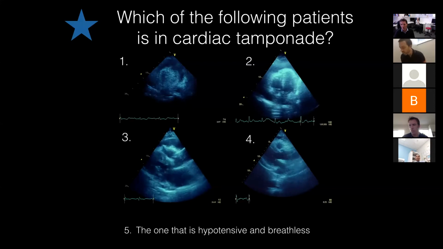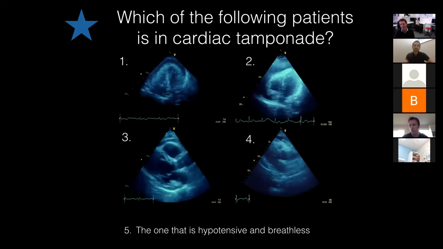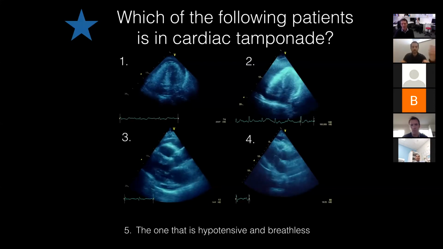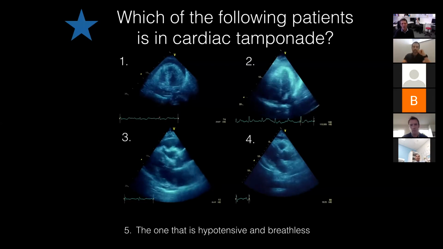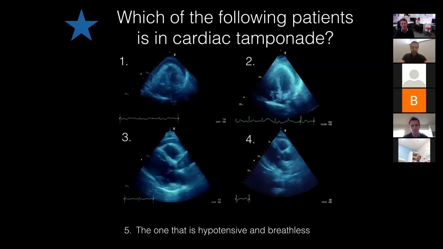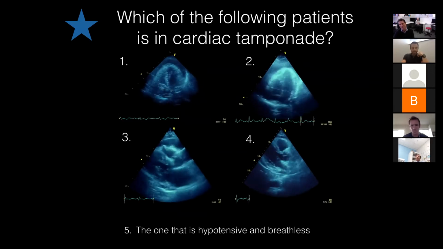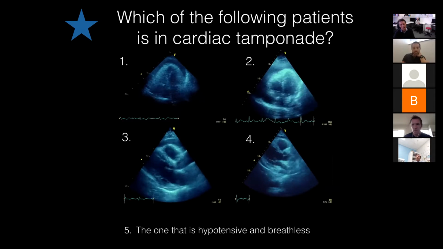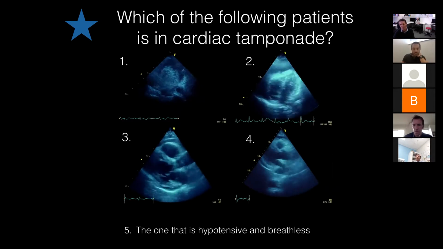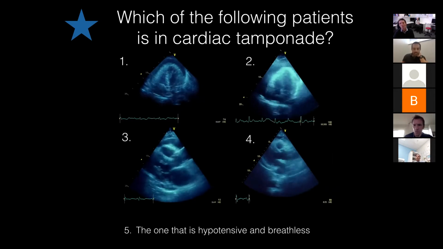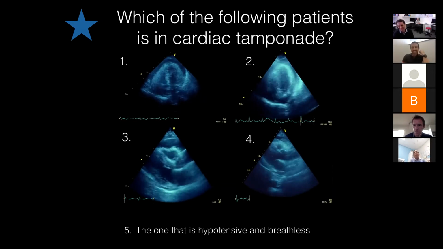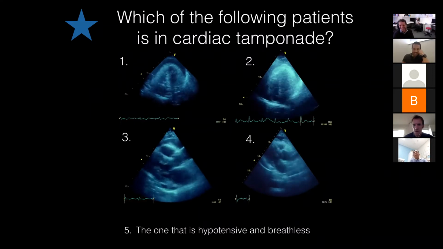So why don't we start off with the standard question for every single lecture that has ever been done on cardiac tamponade, which is: which of these patients has cardiac tamponade? So Arnie, do you want to have a crack at this? Which one do you think has tamponade? 1, 2, 3, or 4? All 5. Or 5. Trick question. Yes, I know. It's the standard trick question.